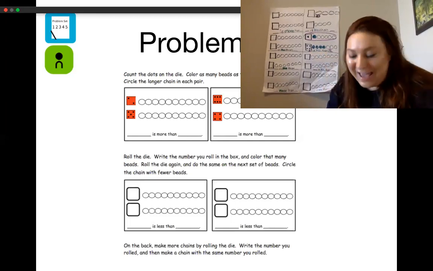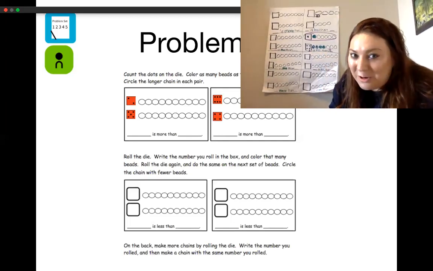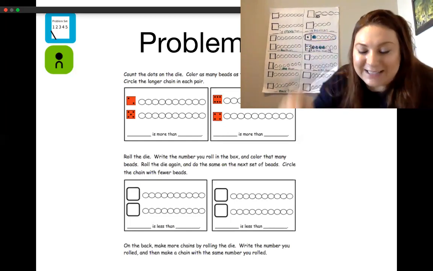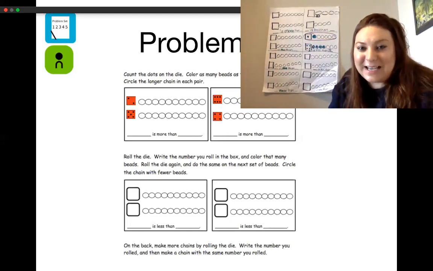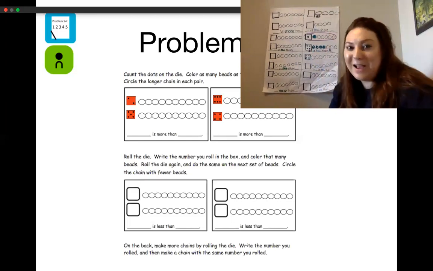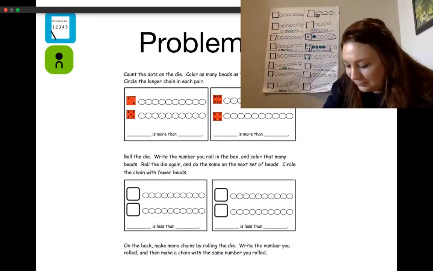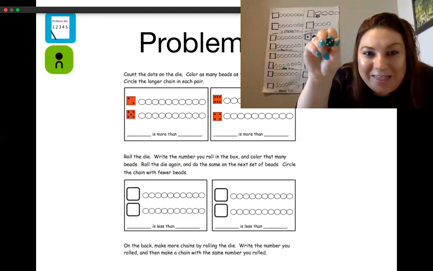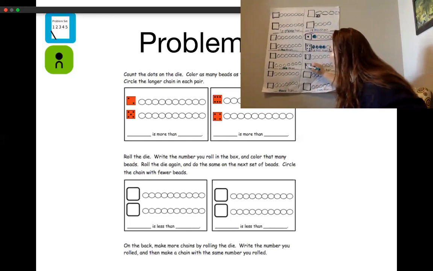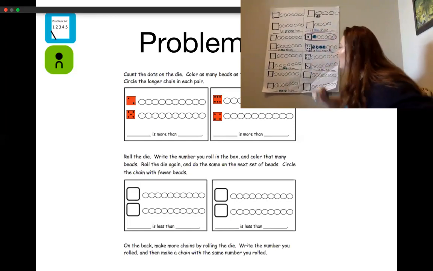Okay, let's play again. Here we go. Ready? Drum roll. Ooh, Miss Marotta rolled a 6. Go ahead and draw 6 in your box. 1, 2, 3, 4, 5, 6. Let's roll again. This time she got a 3. Let's draw our 3. 1, 2, 3.